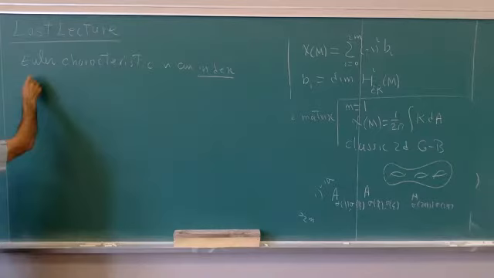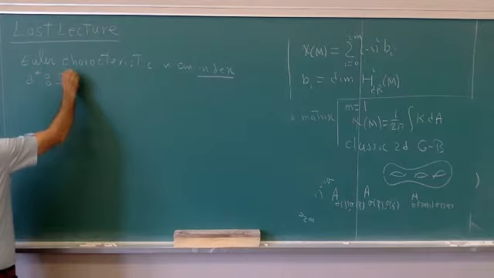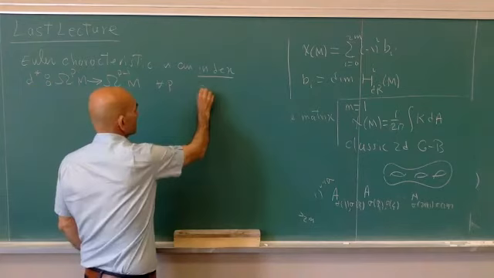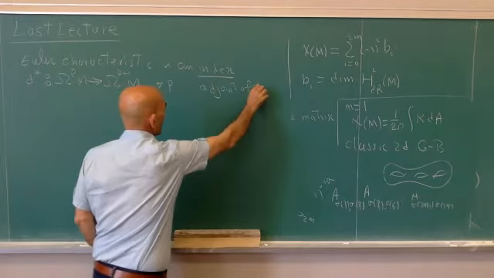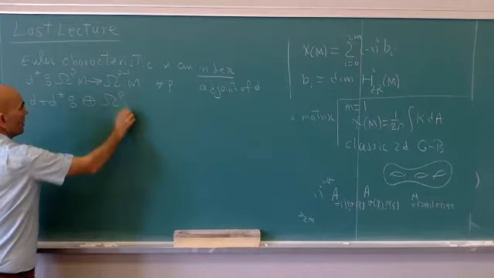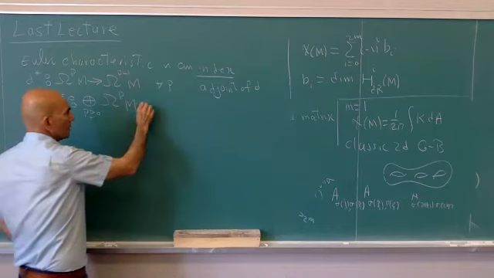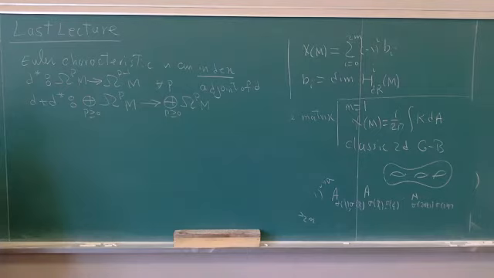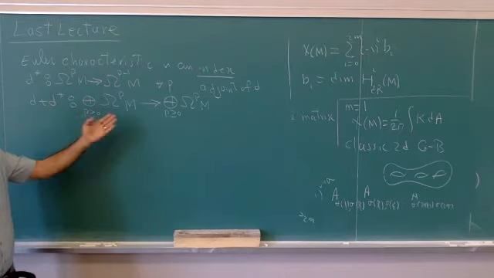Remember, we have this operator d star, that goes from Omega^p(M) to Omega^(p-1)(M) for all p. This is the adjoint of d, right? So if you look at d plus d star, this goes from the direct sum of Omega^p(M), p bigger than or equal to 0, to itself. Of course this operator is self-adjoint, going from this space to itself, so it has no index.